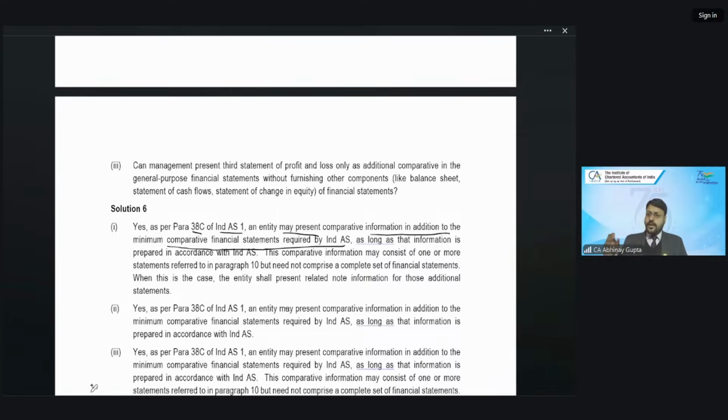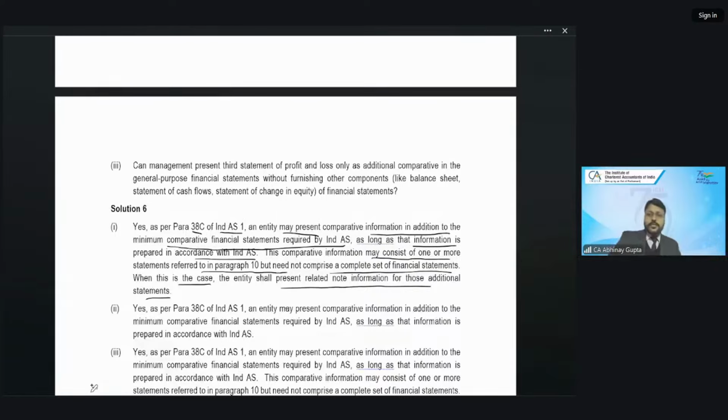presenting additional columns for any other preceding years in case management wants to present, as long as the information is presented in accordance with the Ind AS. So the third column should also be complied with all the Ind ASs. The comparative information may consist of one or more statements referred to in paragraph 10, but need not comprise a complete set of financial statements. In this case, the entity shall present the related note information for those additional statements.